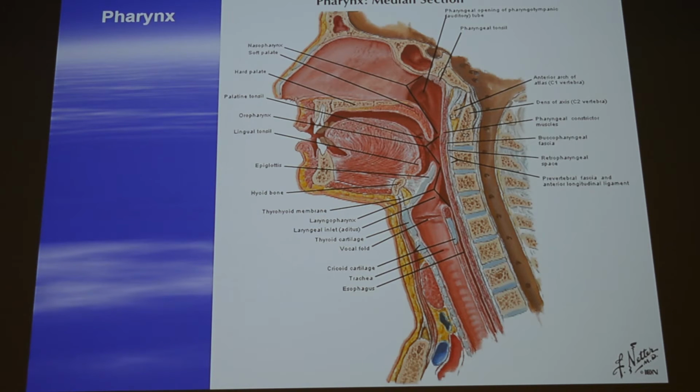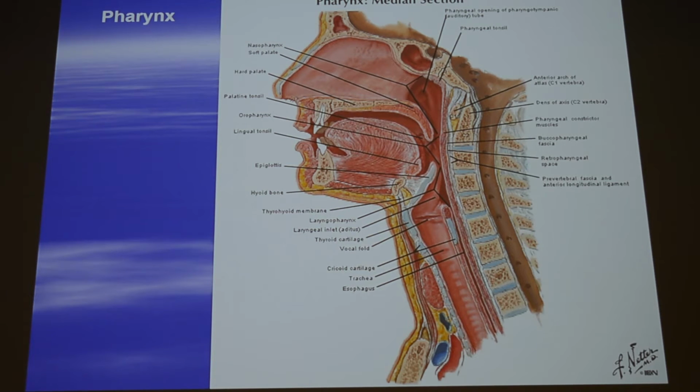The nasal cavity. This is the nasal septum. What is this? Hard palate. What is that? Soft palate. What is this? Uvula. Why do we need a uvula?